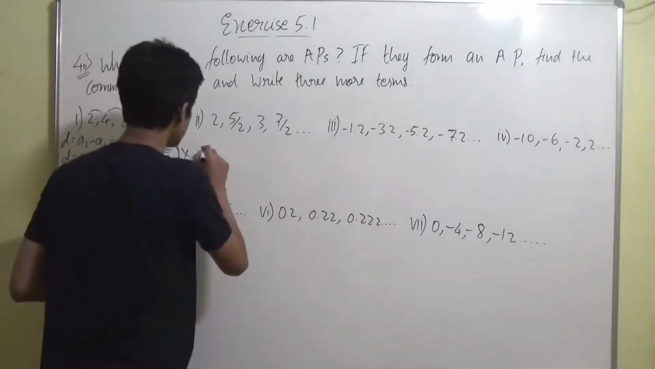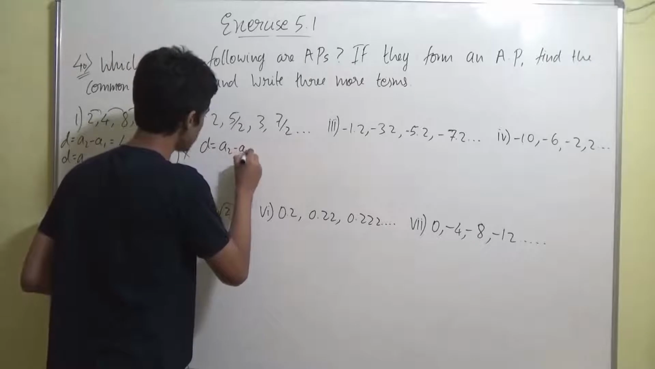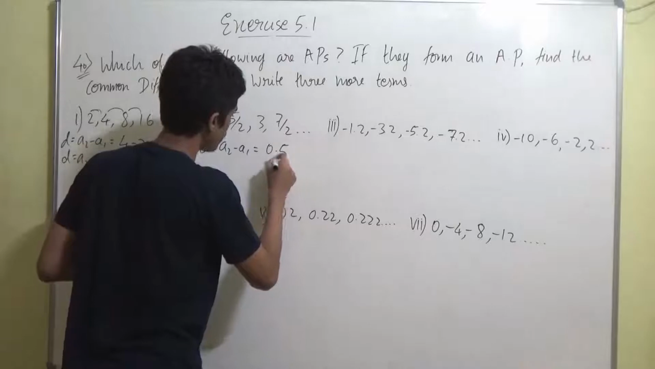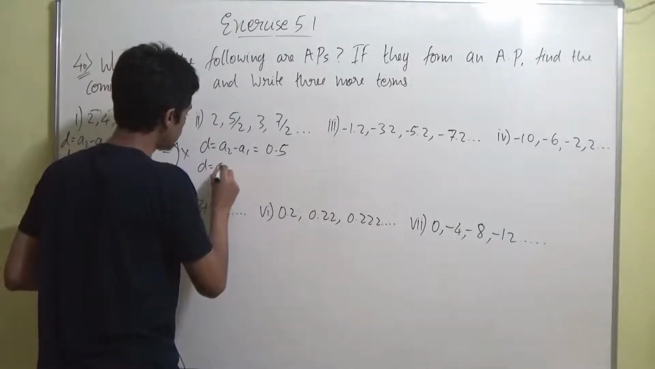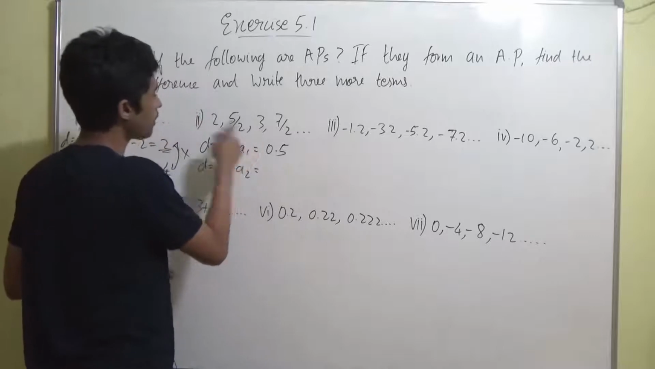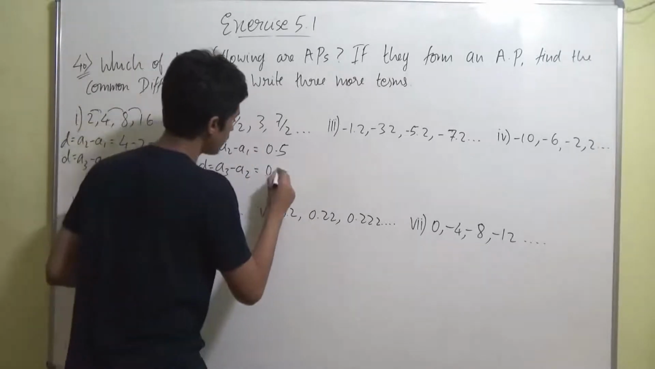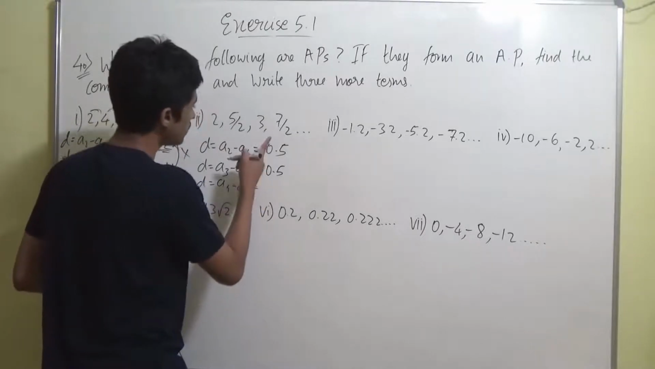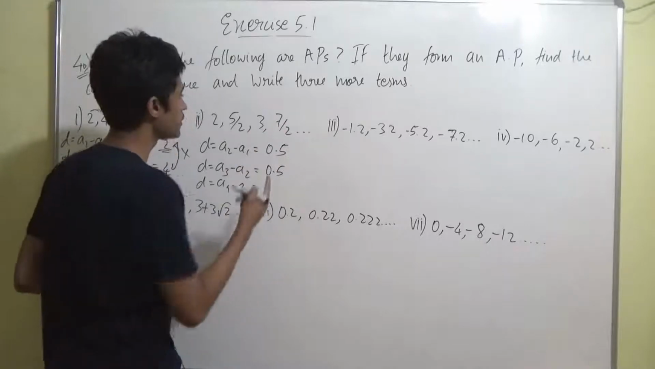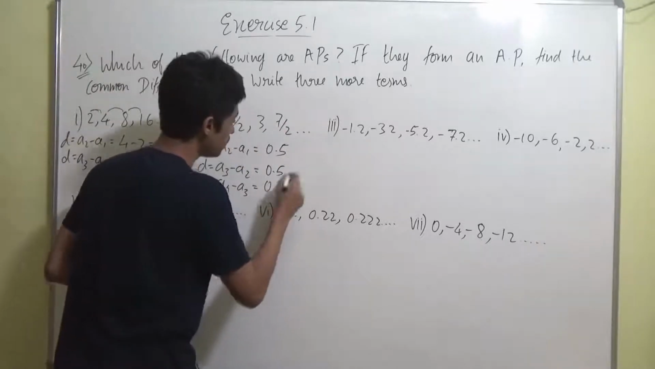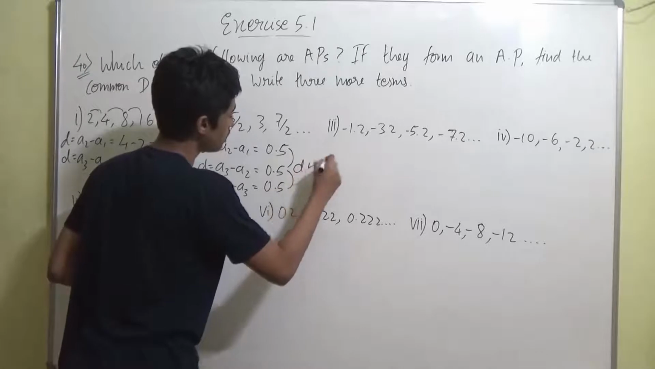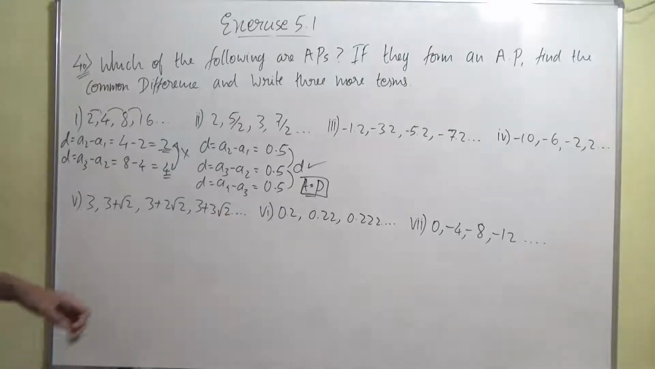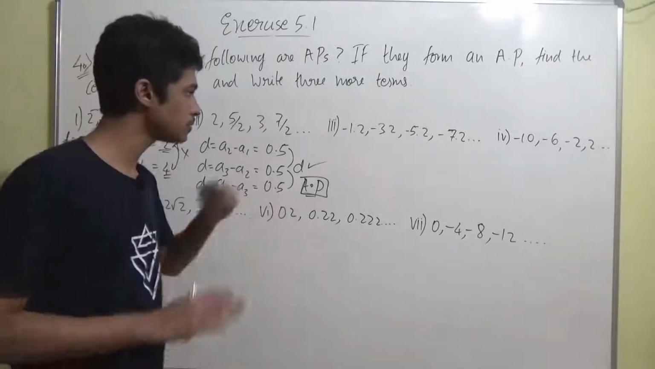If you find the D here, a2 minus a1, you will get 5 by 2 minus 2, that is 2.5 minus 2, that is 0.5. If you do a3 minus a2, 3 minus 2.5, you will get 0.5 again. If you do a4 minus a3, 7 by 2 is 3.5, right? 3.5 minus 3, again you will get 0.5. All the D are the same, which means it forms an AP. D means common difference, and the common difference is the same throughout, so it forms an AP.